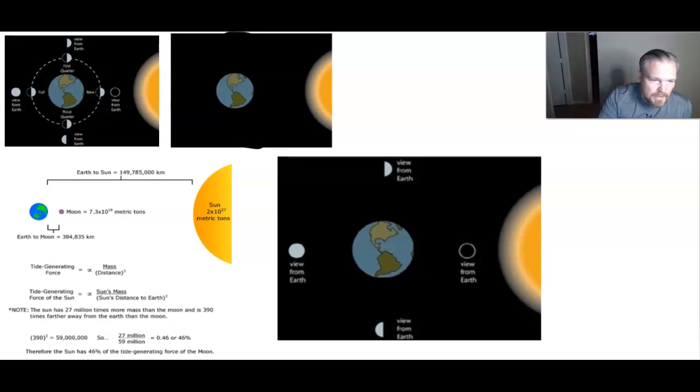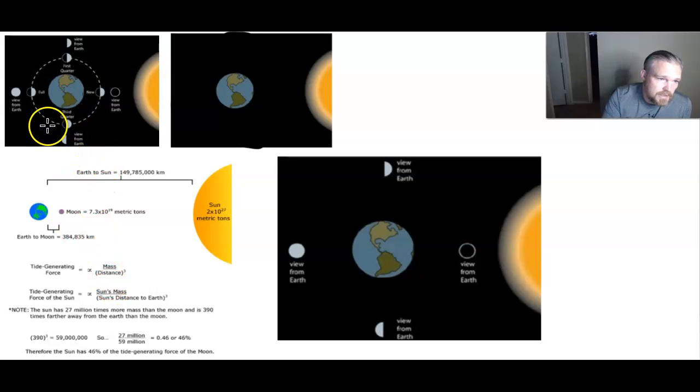Hey guys, we're going to talk about tides here. I'm going to try to keep this as simple and straightforward as possible, because it's really more involved than we need to get into. So I'll try to keep it short. If you look over here, I have a couple of pictures that I've pulled out.